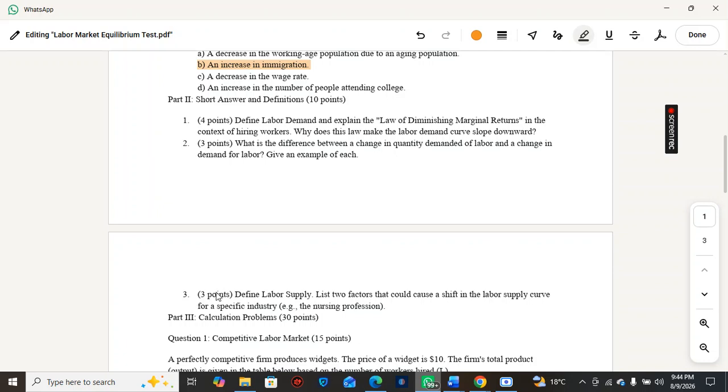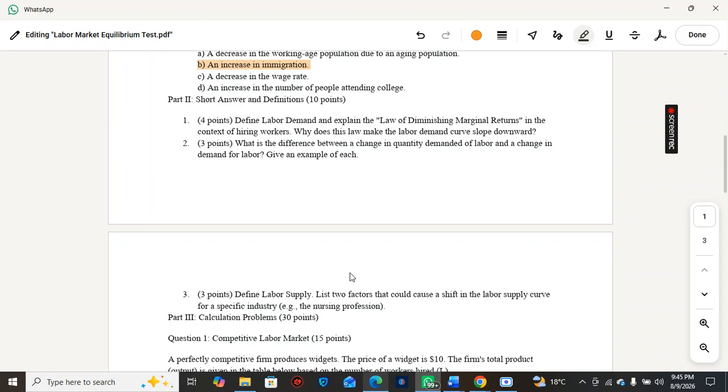Define labor supply. List two factors that cause a shift in the labor supply curve for a specific industry in the nursing profession. Labor supply is the number of workers that are willing to work at any wage rate. Remember, there's a positive relationship between the wage rate and the supply of labor. Higher wages, higher supply, means more people want to work. Lower wages, lower supply, means less people want to work.